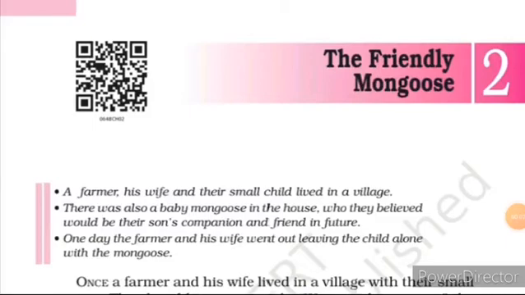Children, take your supplementary book, that is lesson 2, the friendly mongoose, and that page number 5 and then 6. In page number 5, up to 2 paragraphs we have practiced in the last class. The remaining paragraphs you have to practice, that is in page number 5 and also in page number 6. So read louder, pronounce it properly, children.